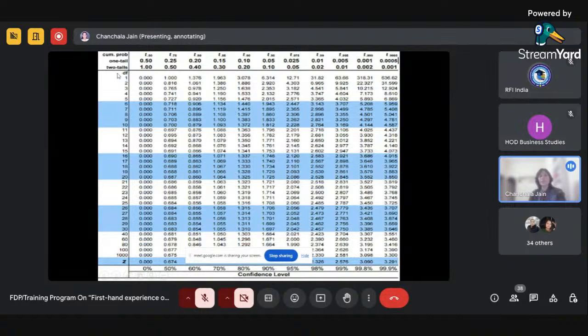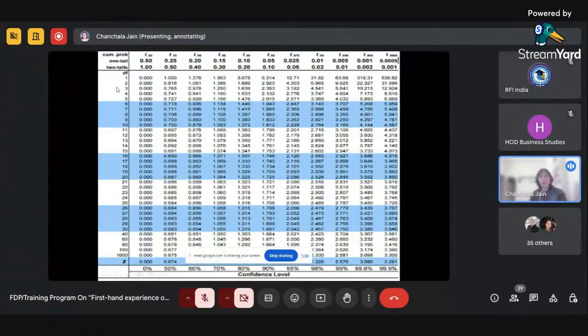You can see here it is written 2 tail or 1 tail, right? These are the levels of significance mentioned at the very upper side. At the extreme left, you can find the degrees of freedom mentioned, right? Then, in context of the degrees of freedom and the level of significance, you can locate your calculated value. That way, you will get the value of t from the table, right?